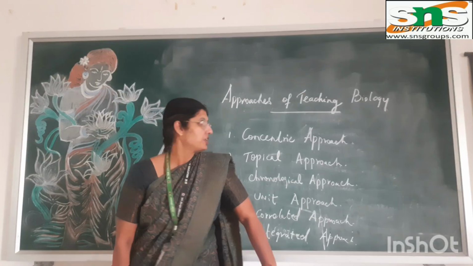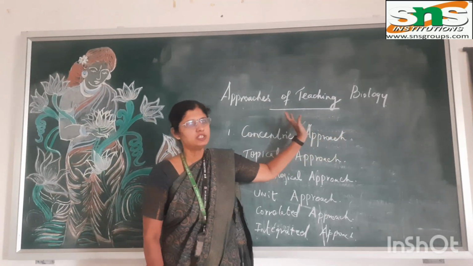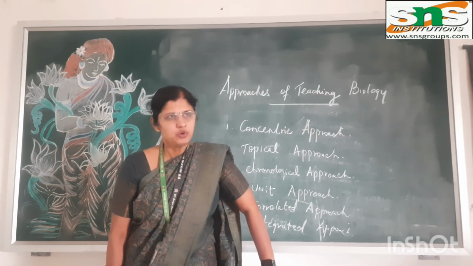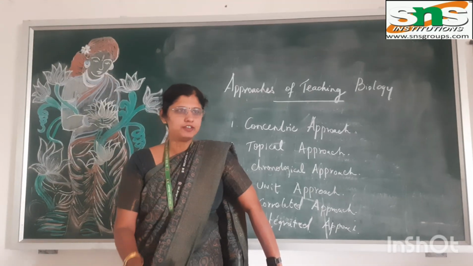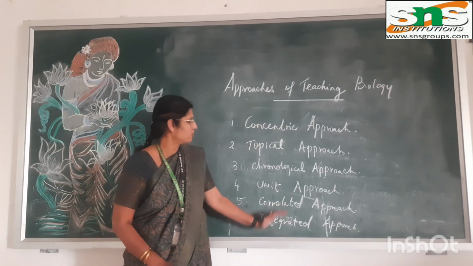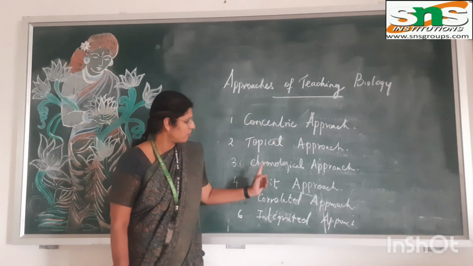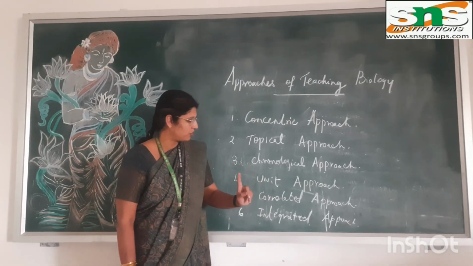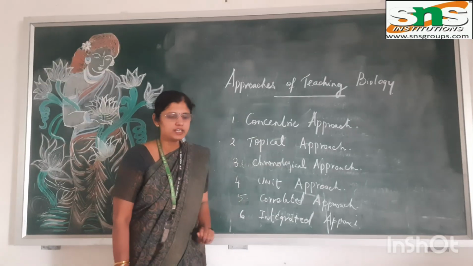Today we are going to see about approaches of teaching biological science. Teaching is an art and it is a continuous process for the teachers, so we need to approach the students in different ways. Mainly we are discussing here six approaches: concentric approach, topical approach, chronological approach, unit approach, correlated approach, and the last one is integrated approach. We start with concentric approach.